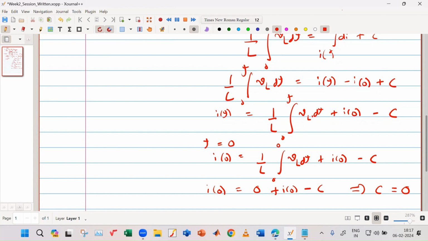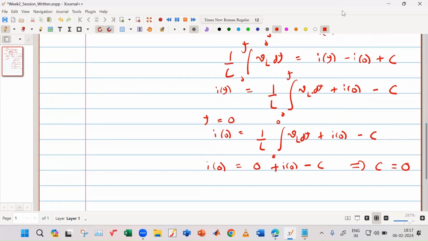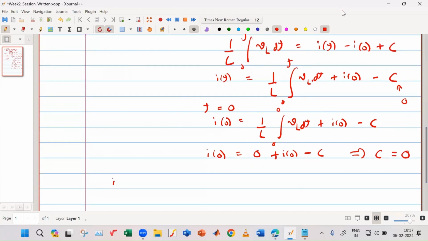So if you substitute here C is equal to 0, the equation of my inductor current will be I of t is 1 by L integration 0 to t VL into dt plus I of 0. This is the final equation.